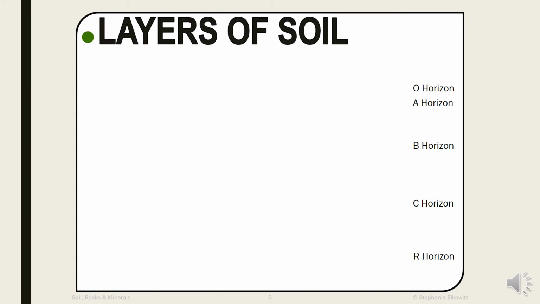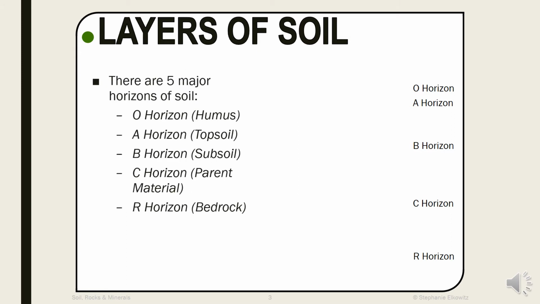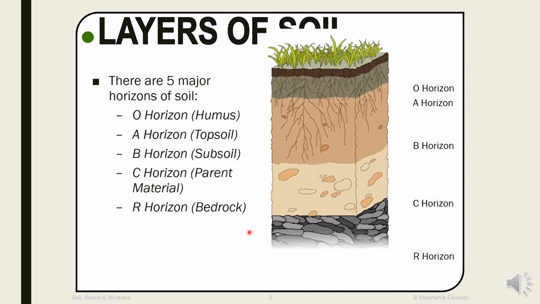Now we will talk about layers of soil. There are 5 major horizons or 5 major layers of the soil. The first one is the O horizon, the second one is the A horizon, third is B, fourth one is C, and fifth one is the R horizon. And what does it mean?